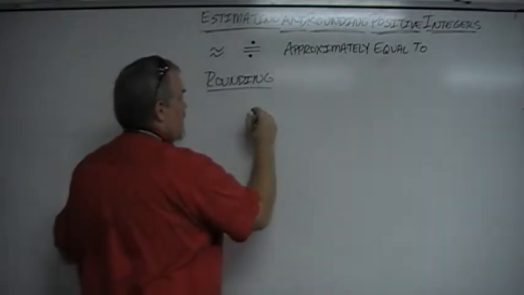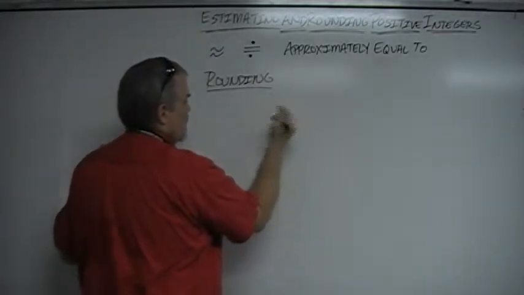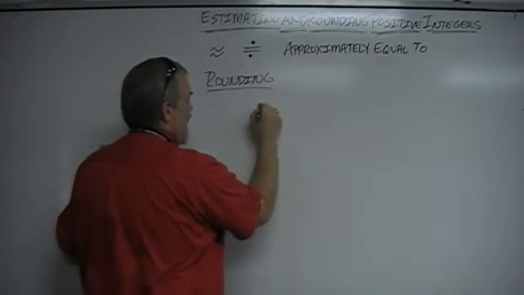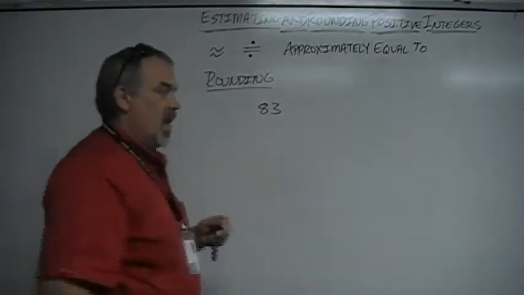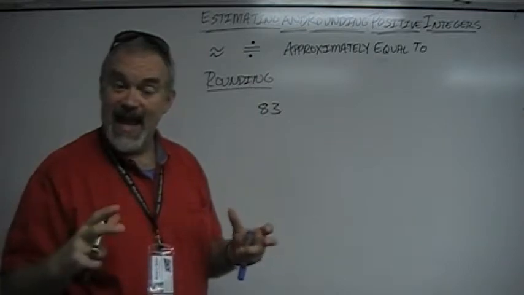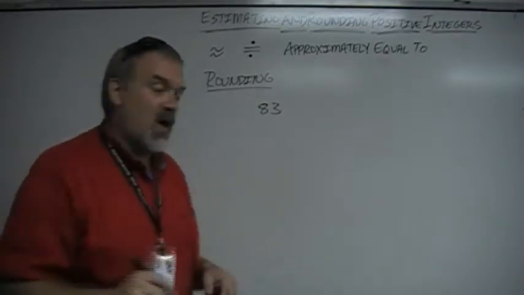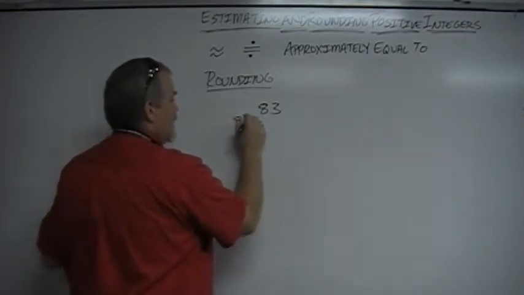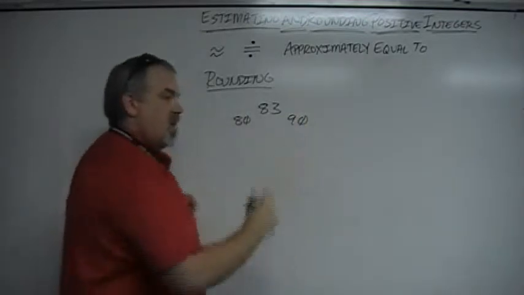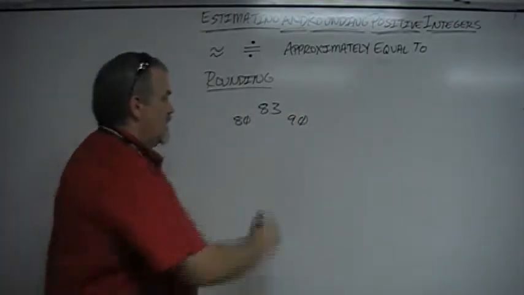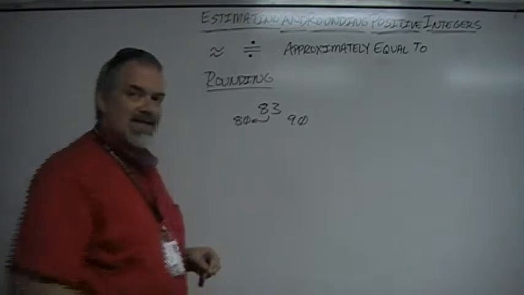Let's say that we had the number 83. Now, if I wanted to round that to the nearest 10, it's got to be between two numbers. It's got to be between 80 and 90. Which number is it closer to? Well, it's closer to 80, and so we would round it to 80.